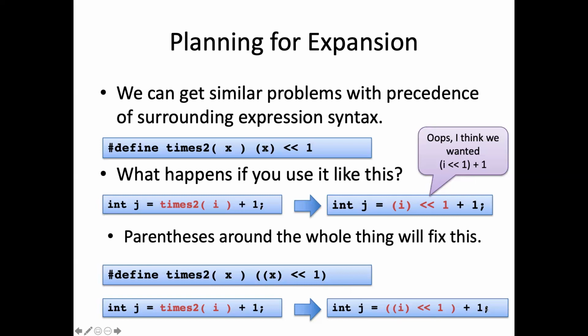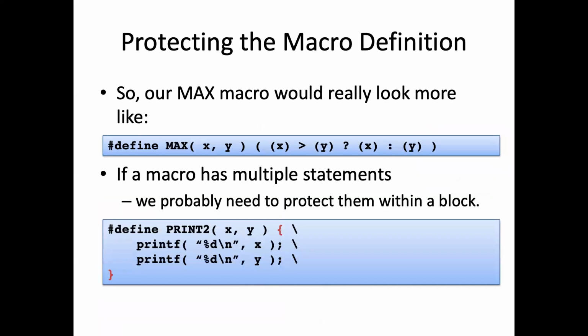So this means the max macro that we saw a couple of slides ago really would be defined more like this. If you wanted a macro that computed the max of any 2 parameters, you'd probably have parentheses around every occurrence of those parameters, and one more set of parentheses around the whole thing to protect it from surrounding syntax. For macros that you expect to use as part of an expression, that's what you'd normally do.